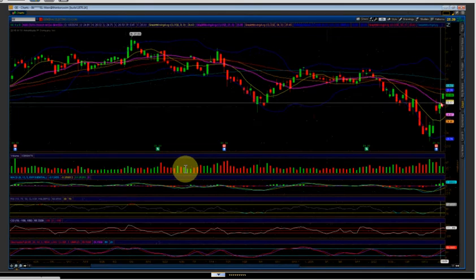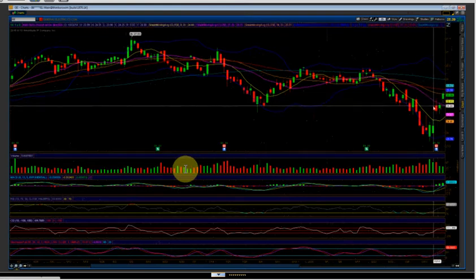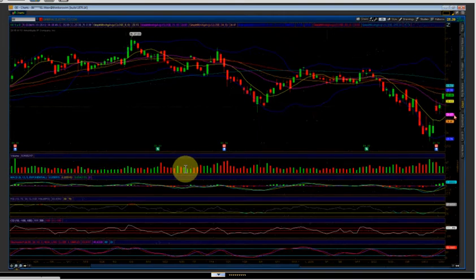Now, when your chart looks like this, what do you see that might make you a little bit reluctant to buy? What do you see on the chart that might make you a little bit reluctant to buy? That means hesitant, not willing, scared.